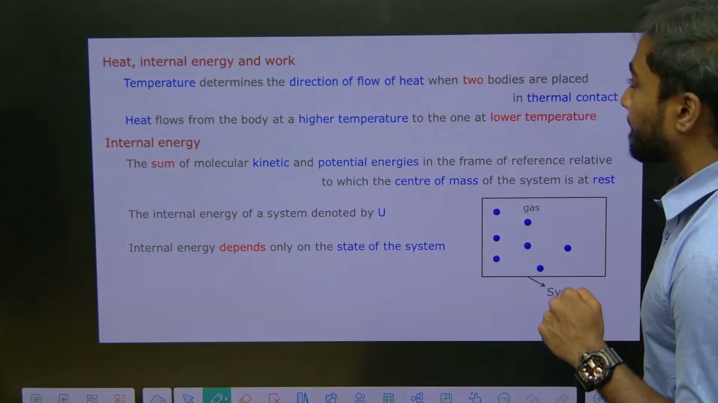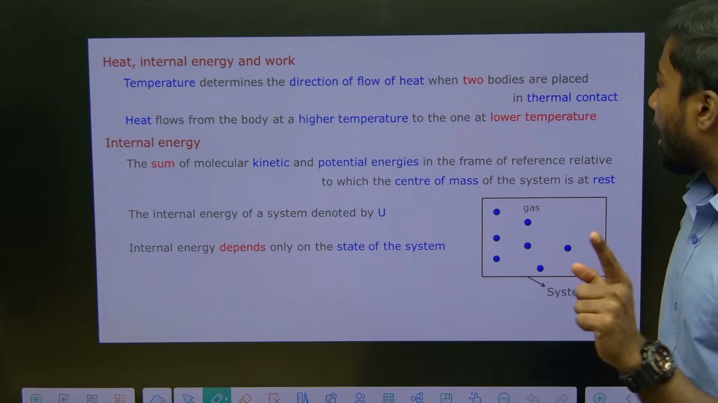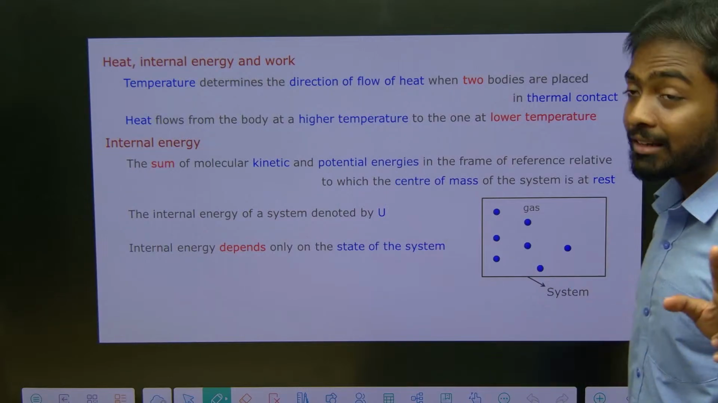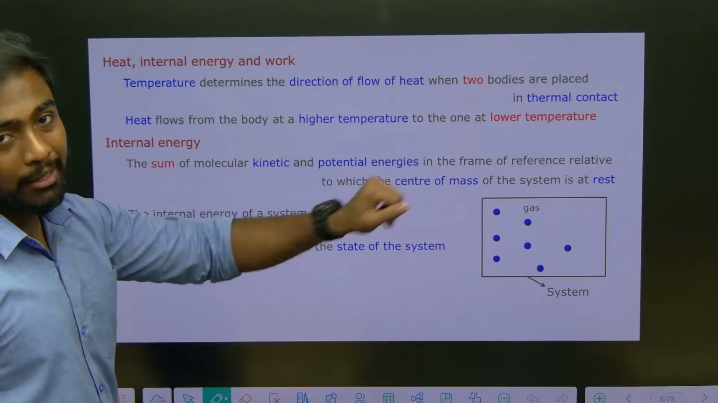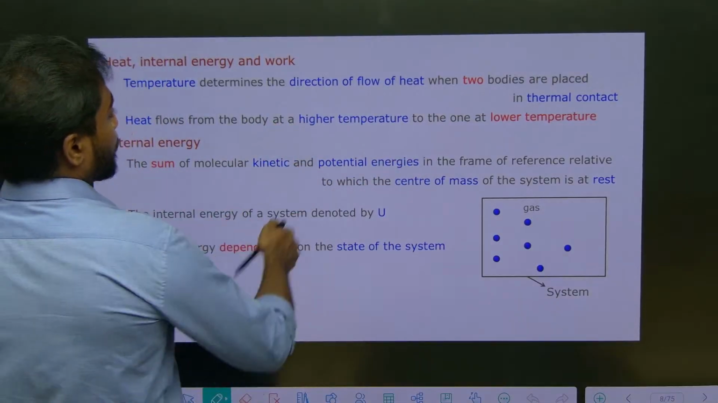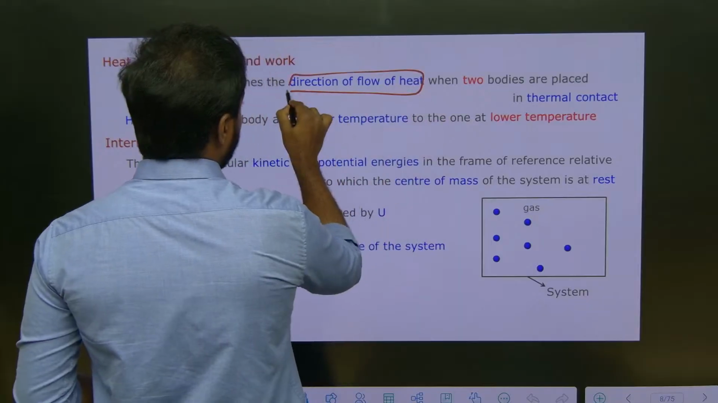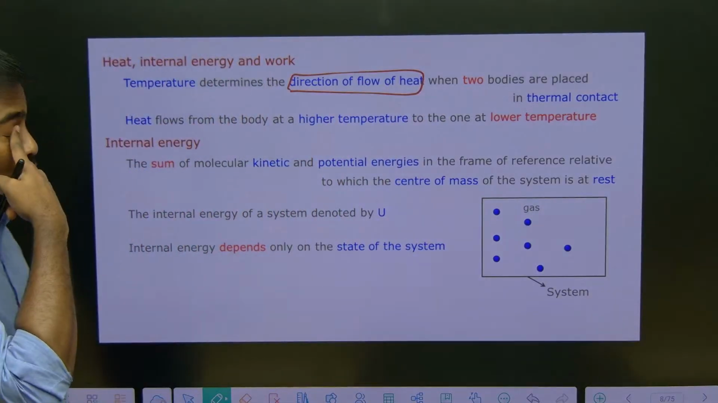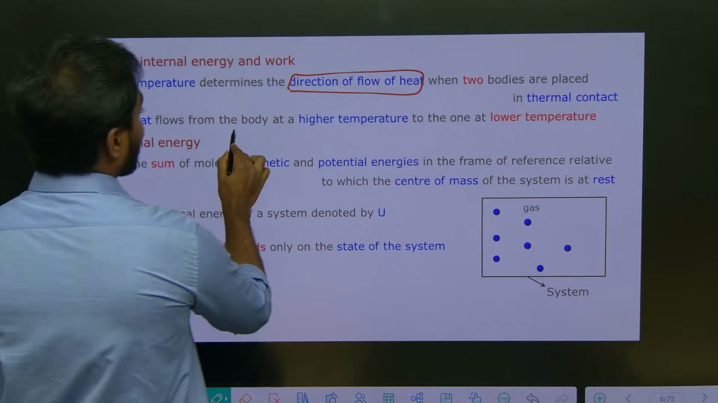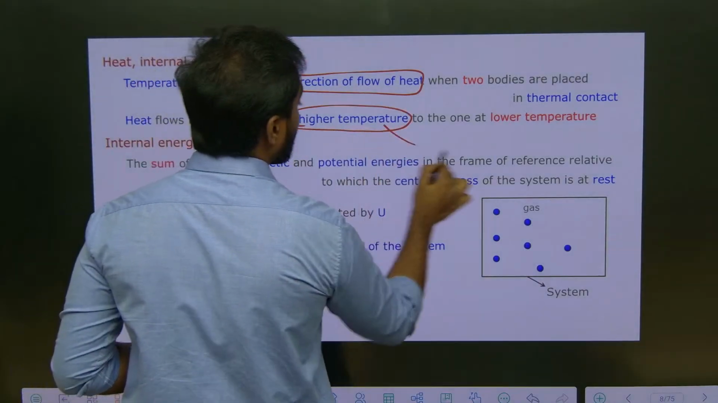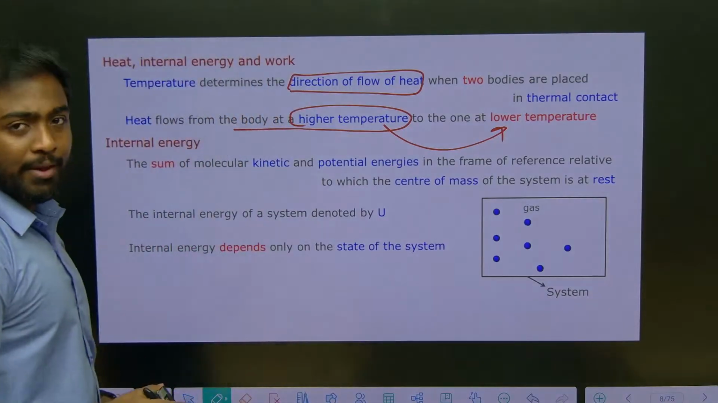Temperature determines the direction of flow of heat when two bodies are placed in thermal contact, whereas heat flows from a body of high temperature to a body of low temperature. Got it? Heat always flows from high temperature to low temperature.